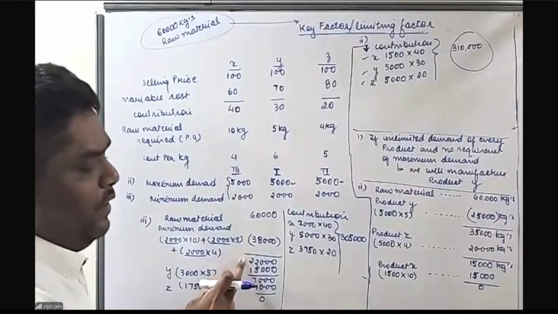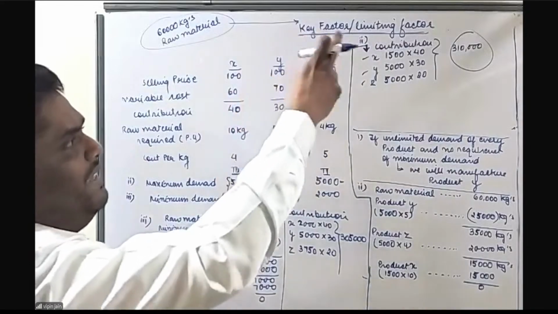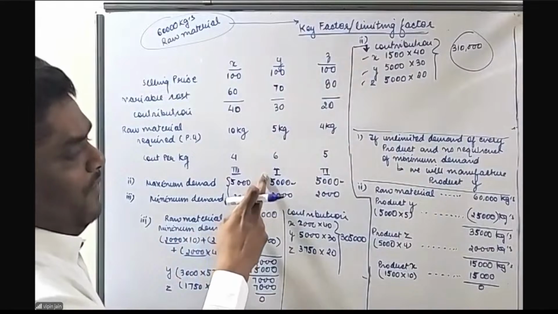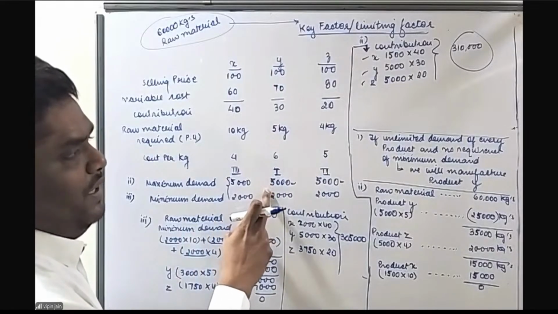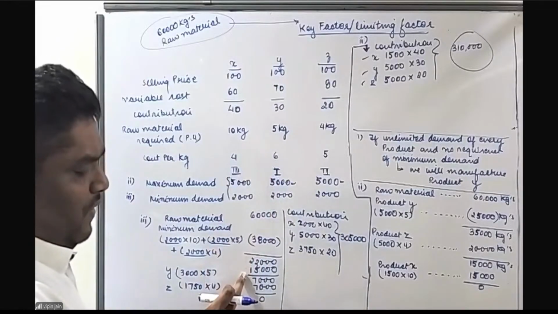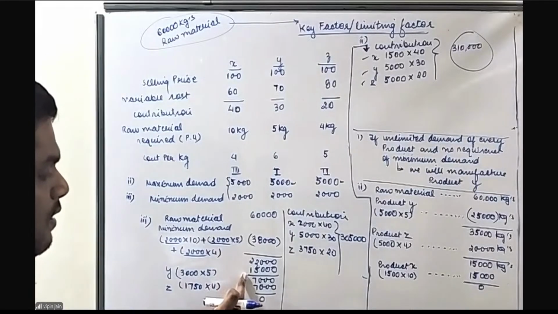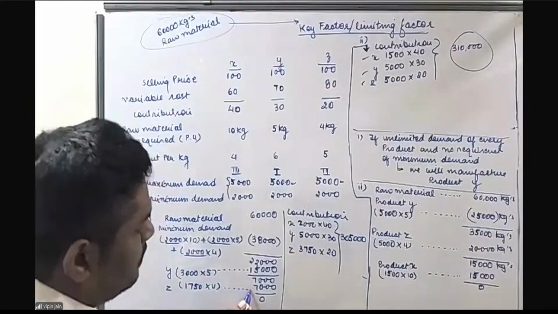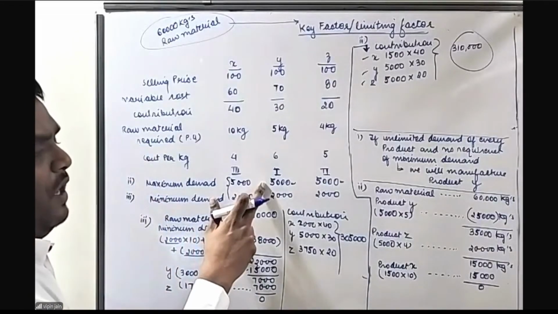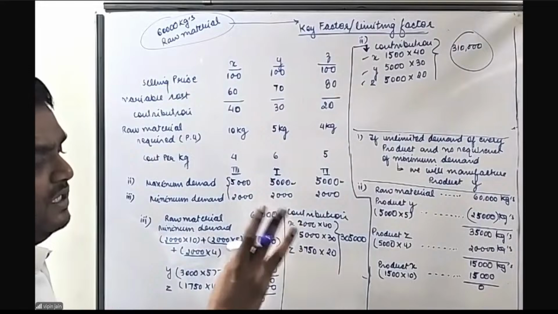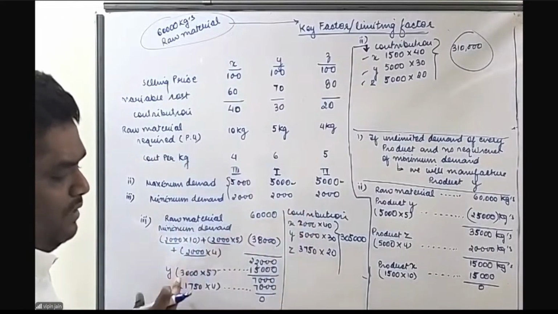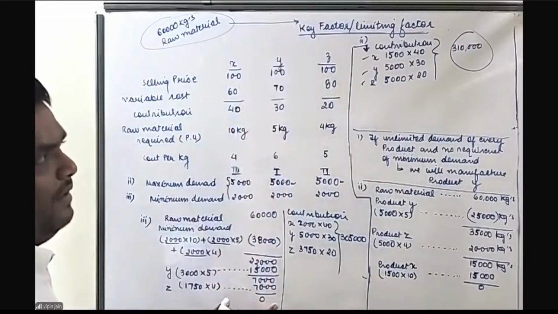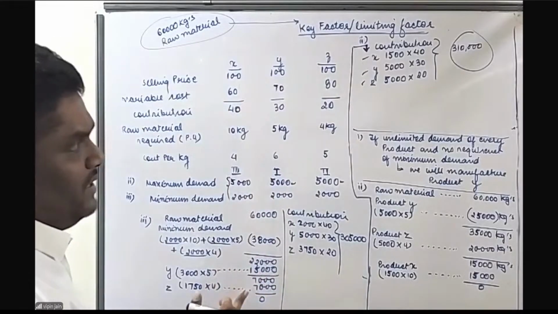Now, these 22,000 will be utilized first towards Y, then Z, and then X. So when talking about Y, we will fulfill the balance demand, that is 3,000 units into 5 kg. So 15,000 will be utilized. I repeat again, 5,000 out of 5,000, 2,000 are already manufactured. So we have to manufacture only remaining 3,000 units. So 3,000 into 5, 15,000 will be utilized in manufacturing Y. So still we are left out with 7,000.